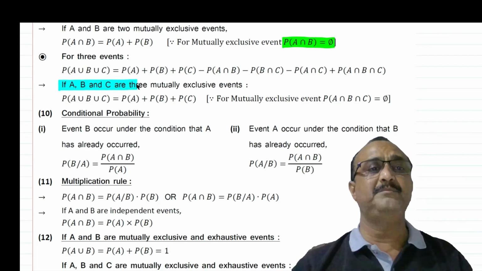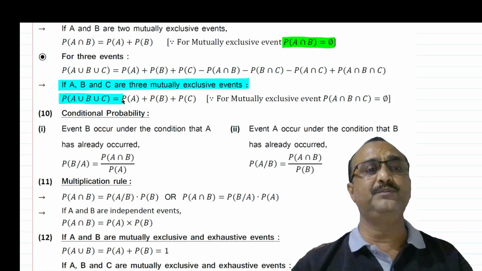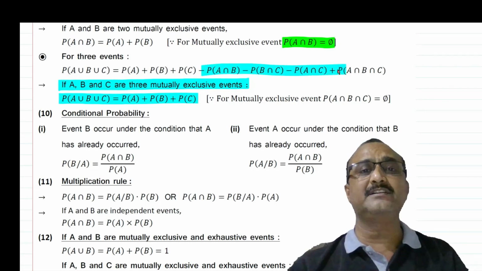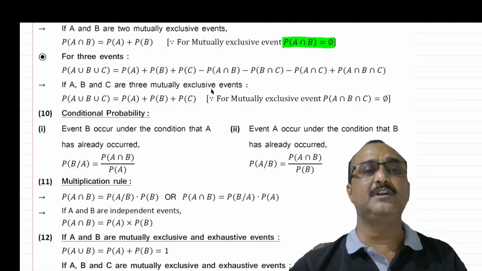If A, B, and C are three mutually exclusive events, the formula is P of A union B union C equals P of A plus P of B plus P of C, because all intersection events are zero when A, B, and C are mutually exclusive events.